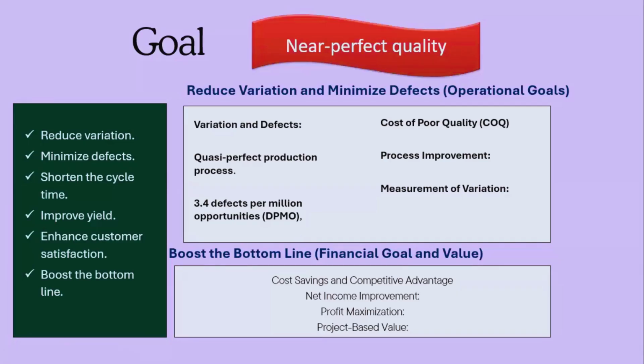Okay, so what is our goal? By learning this, what am I going to achieve? The goal of this course, this particular Lean Six Sigma, is near perfect quality. That's what we are aiming at.